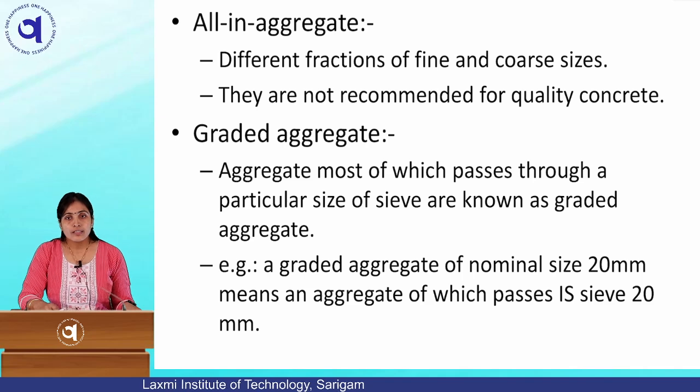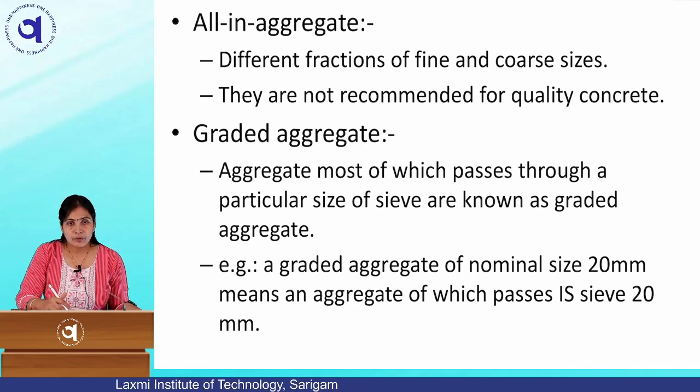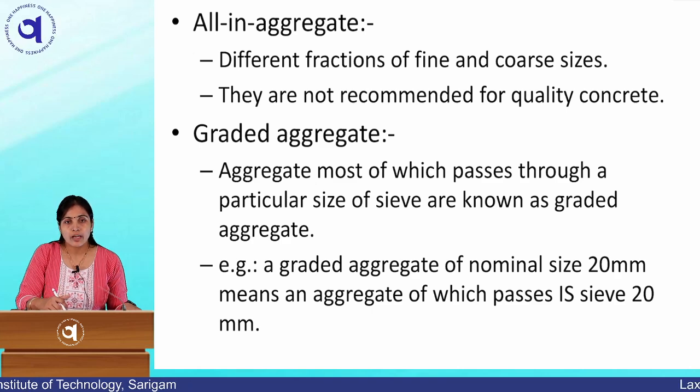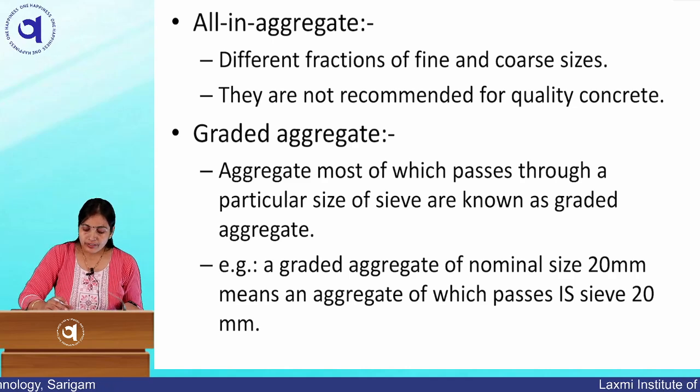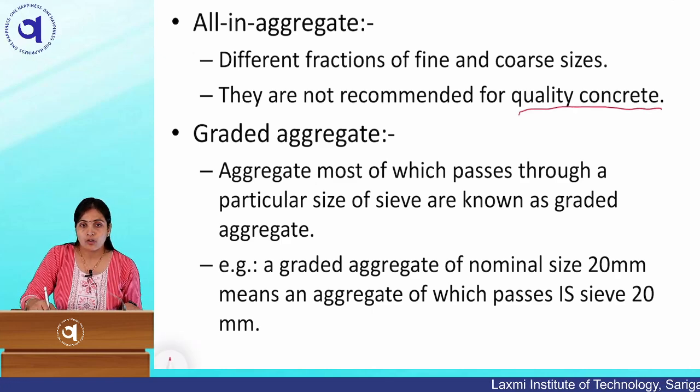If we talk about the size of aggregate, we have seen in the previous slide that we have different fractions of fine and coarse size. Fine aggregate is between 4.75 micron to 4.75 mm, and coarse aggregate varies from 4.75 to 80 mm. So all-in aggregate means every size, with different fractions of fine and coarse aggregate, not a uniform size, and this type is not recommended for quality concrete.